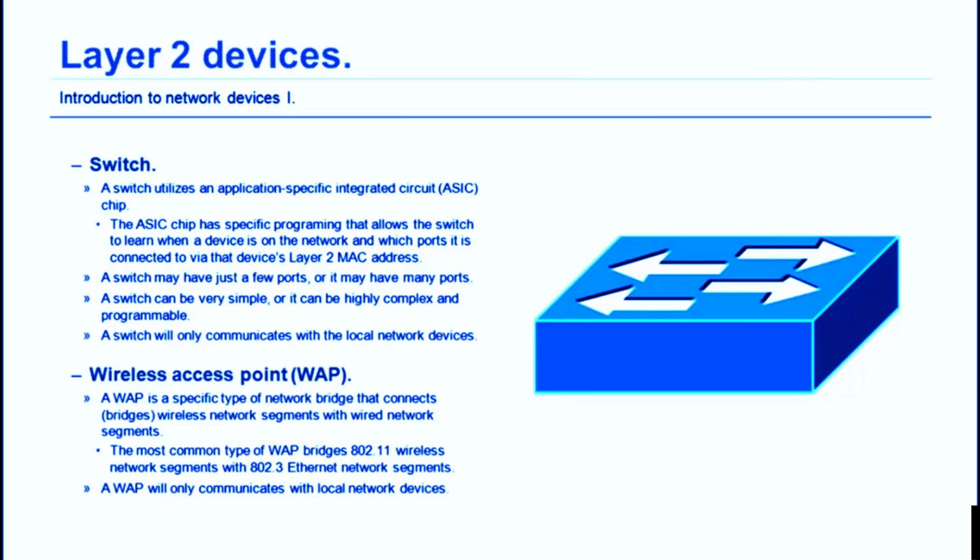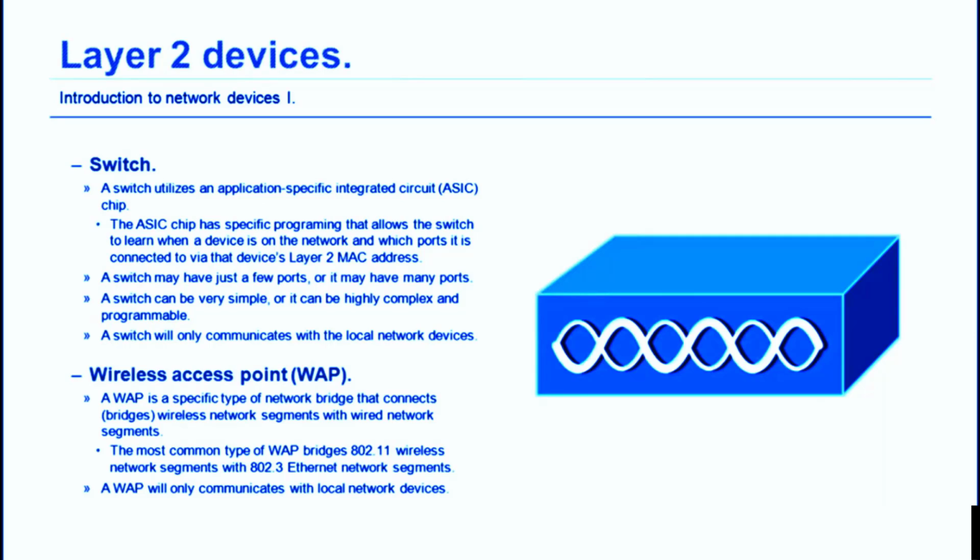A switch may have just a few ports or it may have many ports, kind of like the hub. And although a switch is smarter than a hub, it can still be very simple or it can be highly complex and programmable. A switch can only communicate with local network devices.